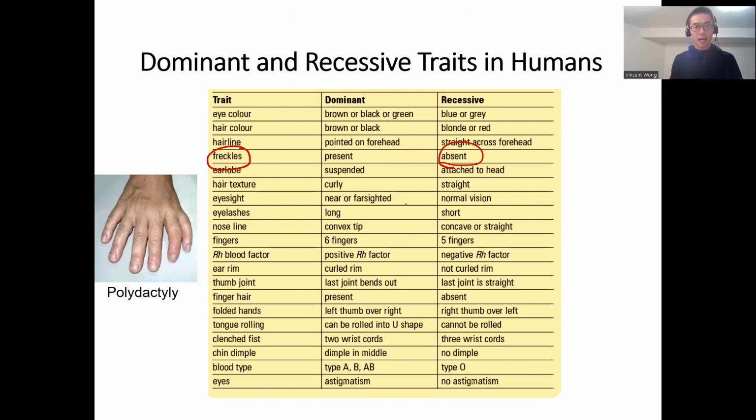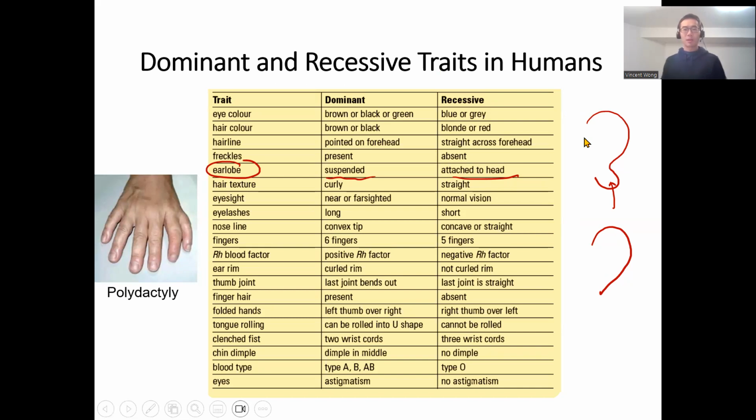If you take a look at hair, actually, you know what? Let's find something else. Where's the earlobe? I thought I saw the earlobe. Oh, there it is. It's the next one. Okay, earlobe: suspended or attached to the head. If you look at your earlobe and you have that little lobe hanging there, that's called suspended. But if you have these kinds of earlobes, then it's called attached to the head. You can feel your earlobes and see whether you are dominant or recessive.